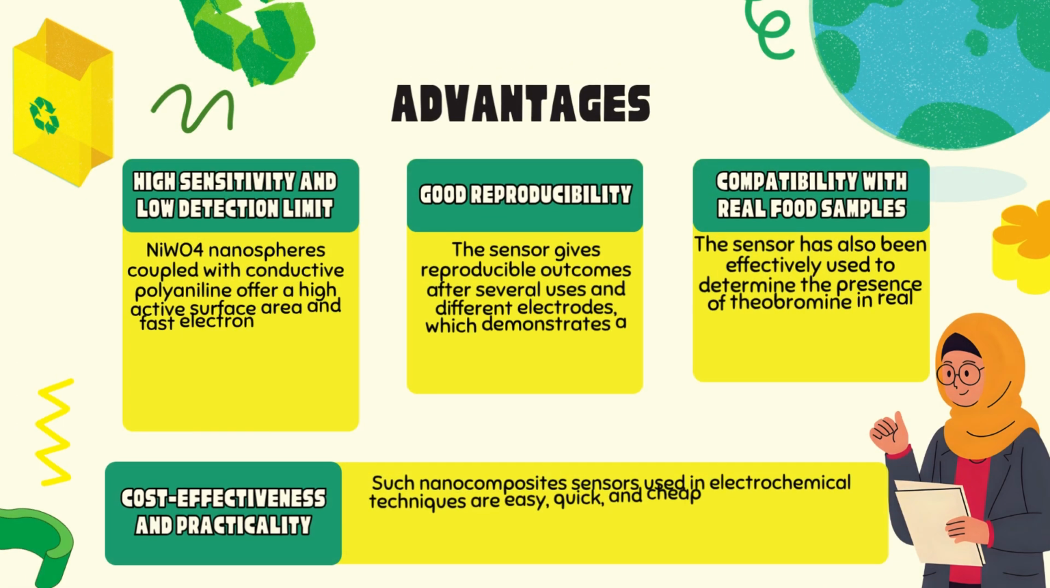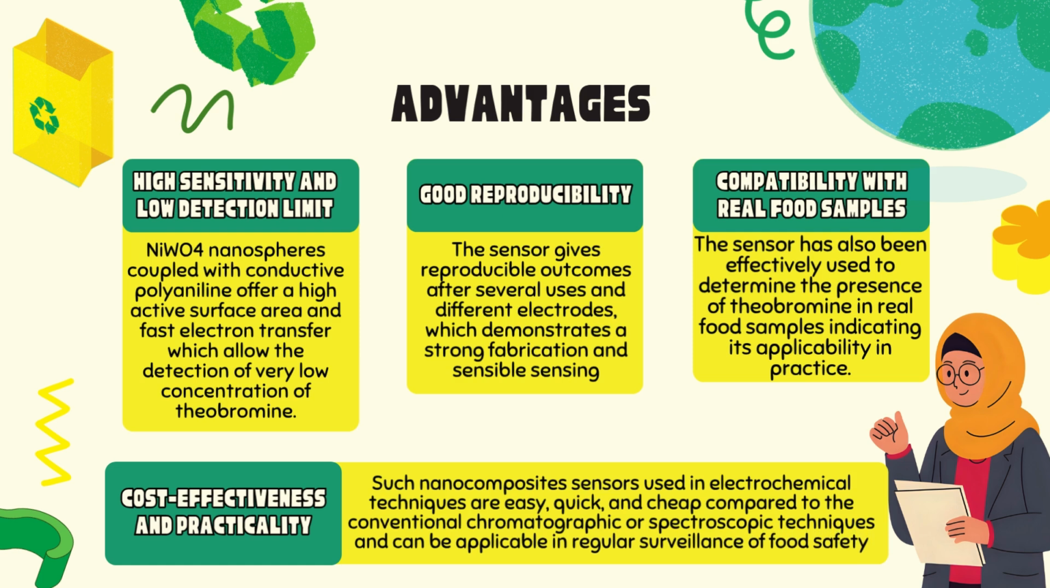Here are some advantages of using this method. First, high sensitivity and low detection limit. The combination of nickel tungstate nanospheres and conductive polyaniline provides a large active surface area and efficient electron transfer, enabling detection of very low concentrations of theobromine. Next, good reproducibility. The sensor produces repeatable results across multiple uses and electrodes, indicating robust fabrication and reliable sensing.